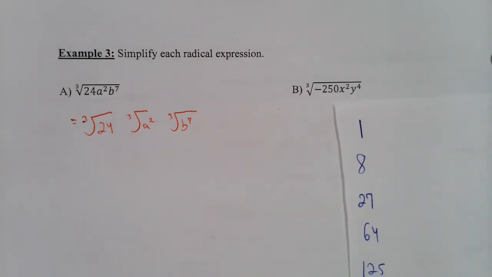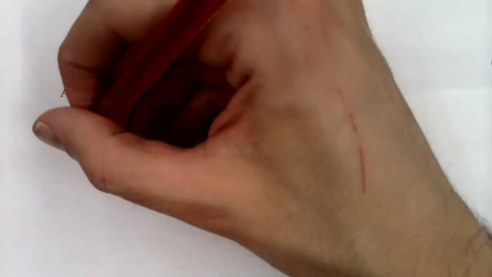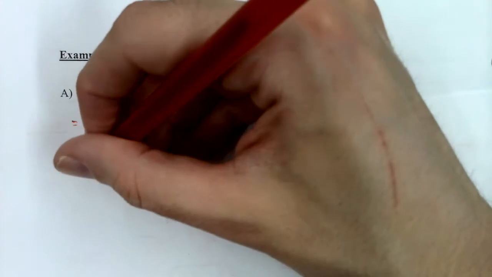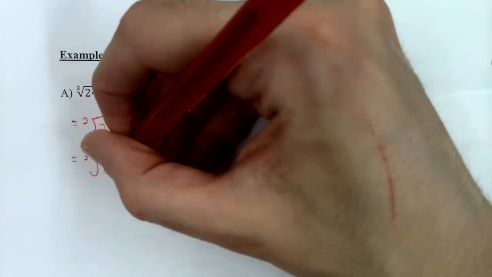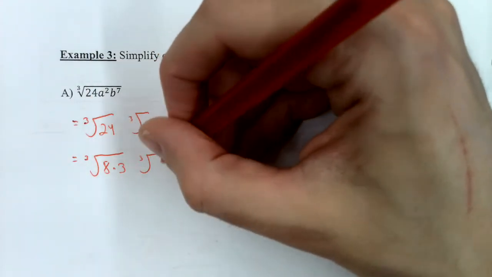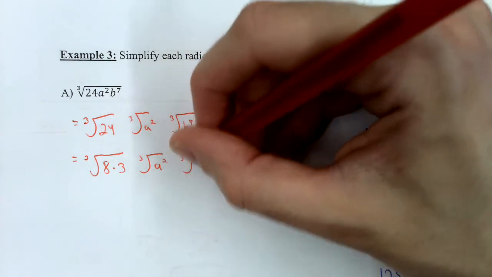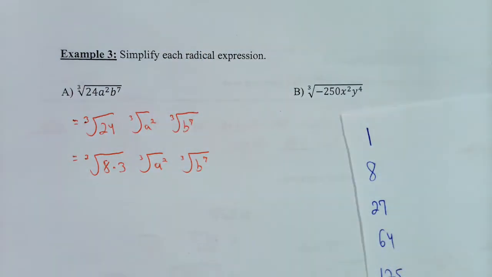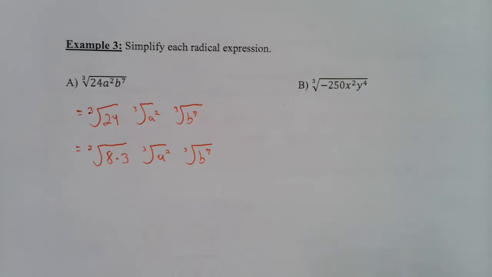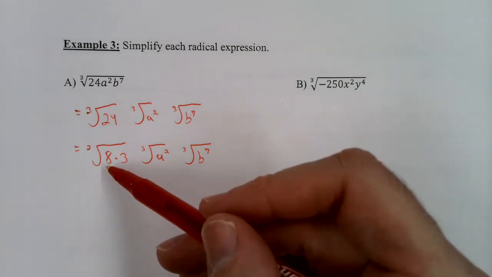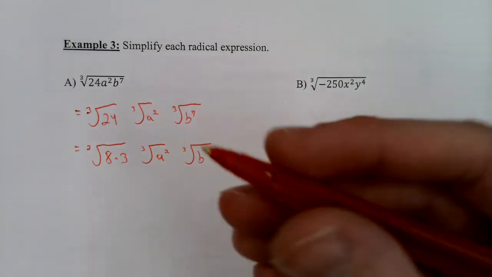8 is. So let me break it down like this, kind of like when we do square roots. I'm going to say 8 times 3. And now we can easily do the cube root of 8, which is 2. So take out a 2.